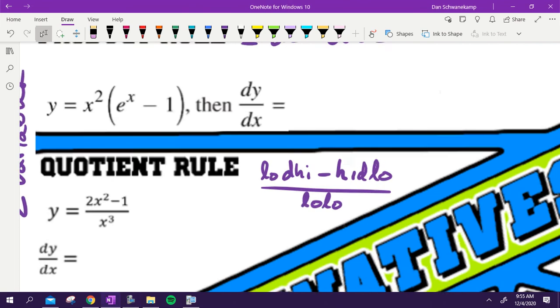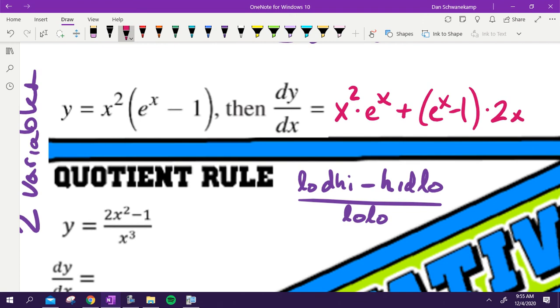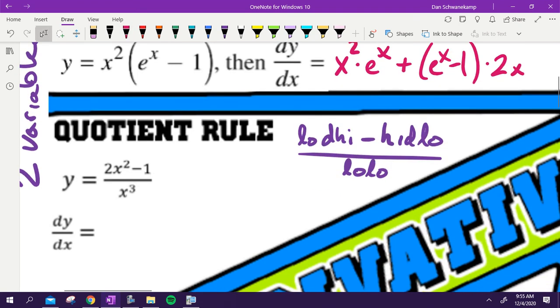Slade, talk me through product rule on this one. X squared first times the derivative of the second. So the derivative of this guy right here is just e to the x. Good. Plus. Good. So he's going to rewrite all that. E to the x minus 1 times 2x. Good. First derivative of the second plus second derivative of the first. That is product rule. Make sure you can do that one.